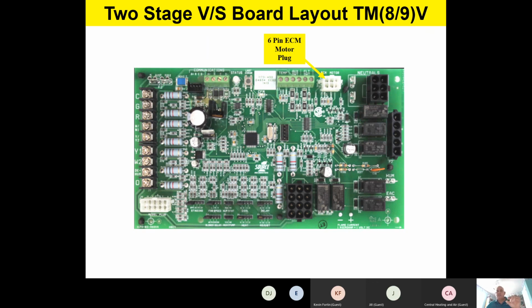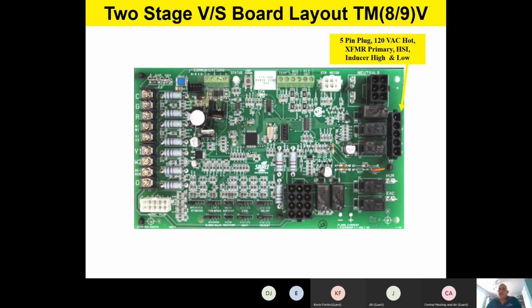So this is a 6-pin plug that goes down to the high efficiency variable speed ECM motor that takes 24 volt commands from the board down to the motor. So that's the difference on this compared to our previous boards we talked about. Here we've got a neutral harness, as well as some extra spade terminals for extra devices on the neutral spades and the 6-pin plug.